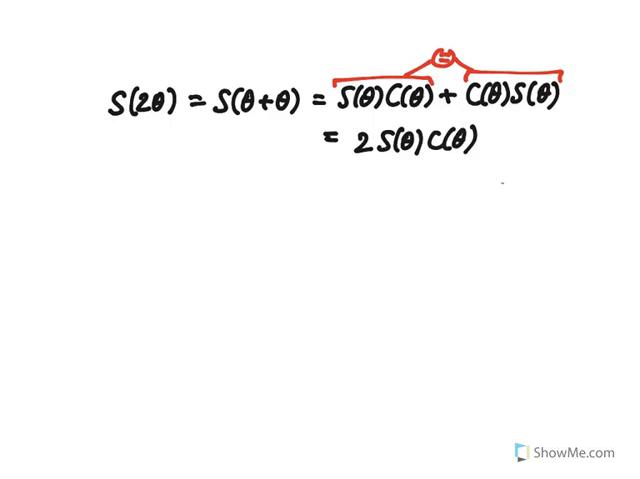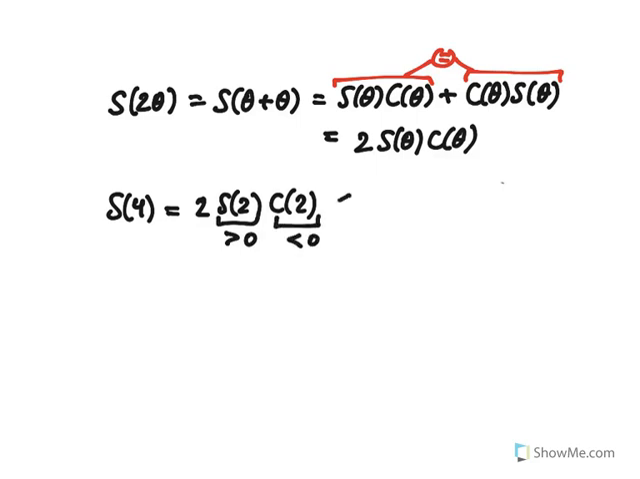And I'm just going to plug in theta equals 2. So I'll get s of 4 expressed as 2 s of 2, c of 2. And I already know that s of 2 is positive, but I'm going to try to show that c of 2 is negative. And that's going to also prove that s of 4 is negative, because you see that it's the product of 2 with a positive number with a negative number. And such a product is obviously negative. So that's going to give us the result that we want. But I need to still prove that c of 2 is negative.